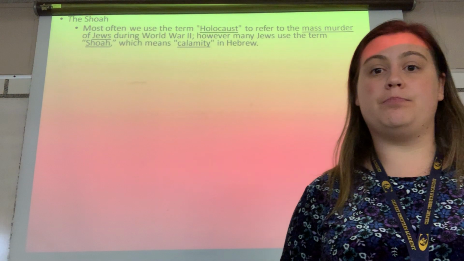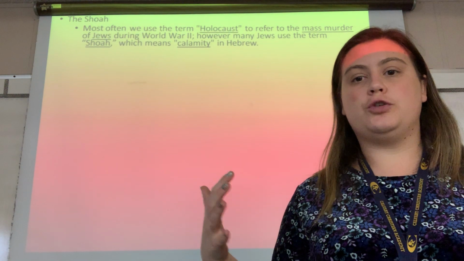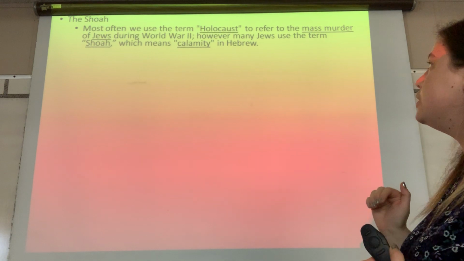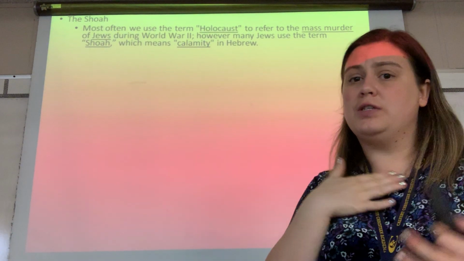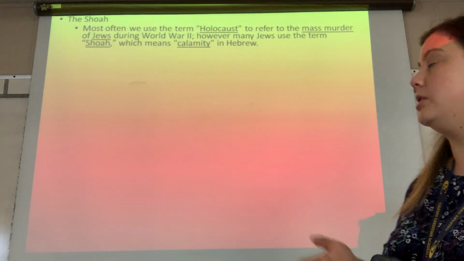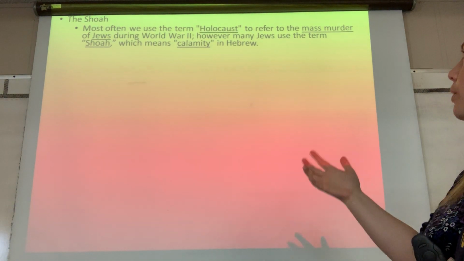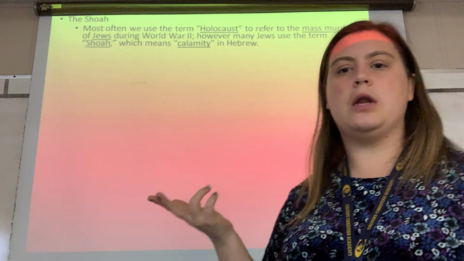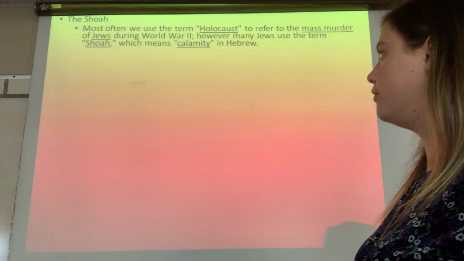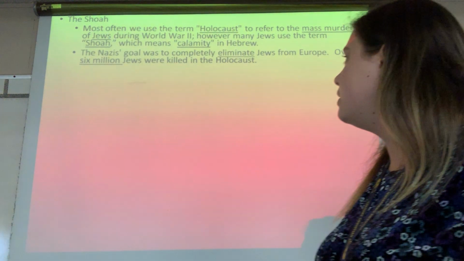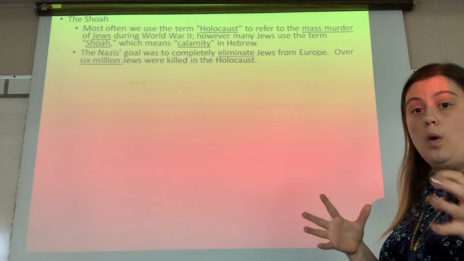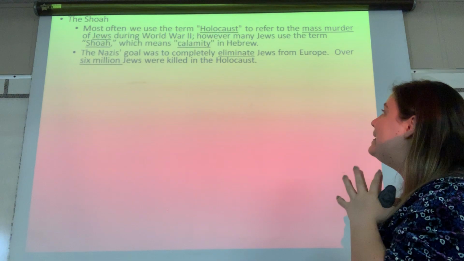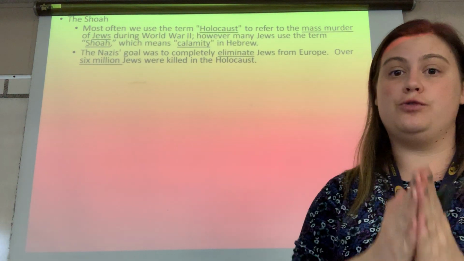A calamity is a big disaster, a tragic loss of life, a tragic event. So we usually use the word Holocaust, which also basically just means calamity or tragic disaster. But Shoah is the term that a lot of Jews will use. So Shoah and Holocaust are just synonyms that come from different languages. So the Nazis' goal in the Holocaust was to completely eliminate Jews from Europe.